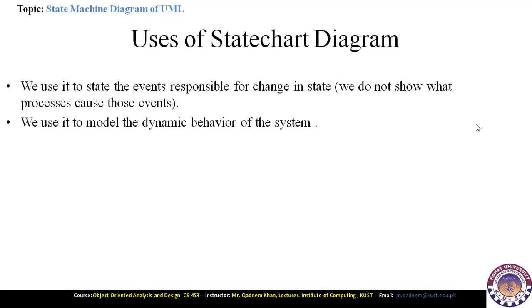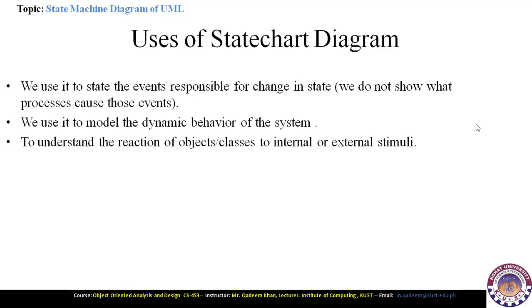We also use it when we want to model the dynamic behavior of the system. Here the dynamic behavior means the runtime response of the system. When the system is running or executing, what sort of functionalities will be provided by the system is called the dynamic behavior of the system. We also use it to understand the reaction of the object classes to internal or external stimuli. The internal or external stimuli means certain events that rise internal to the software or external to the software.